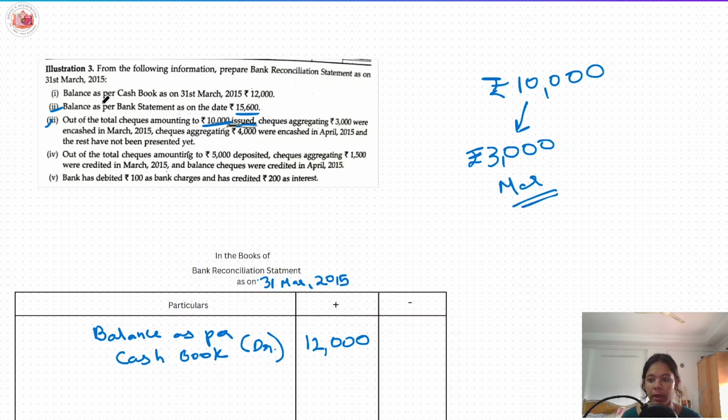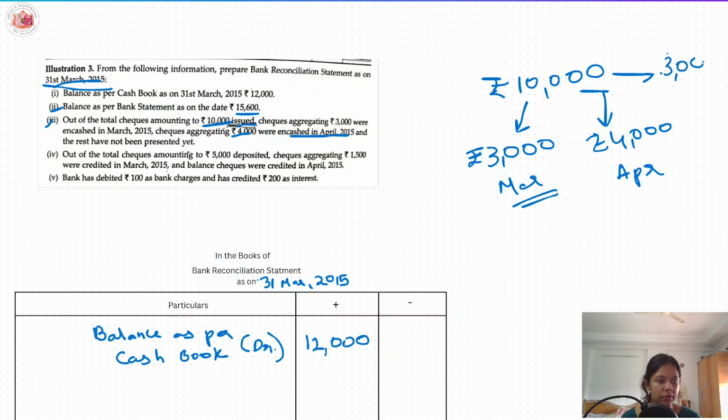But only checks aggregating rupees 3,000 were encashed in March. We have to create bank reconciliation statement for which date? 31st March. So I'm concerned with transactions which happen in March. Now next, 4,000 rupees checks were encashed in April, and the rest 3,000 not presented yet.